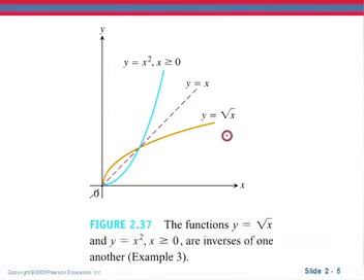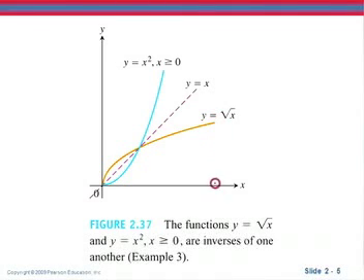Now here is an example of functions that are inverses of each other. We have y equals the square root of x, and we have y equals x squared for x greater than or equal to 0. That is important because a couple of slides back we saw y equals x squared was not one-to-one. So this is restricted.